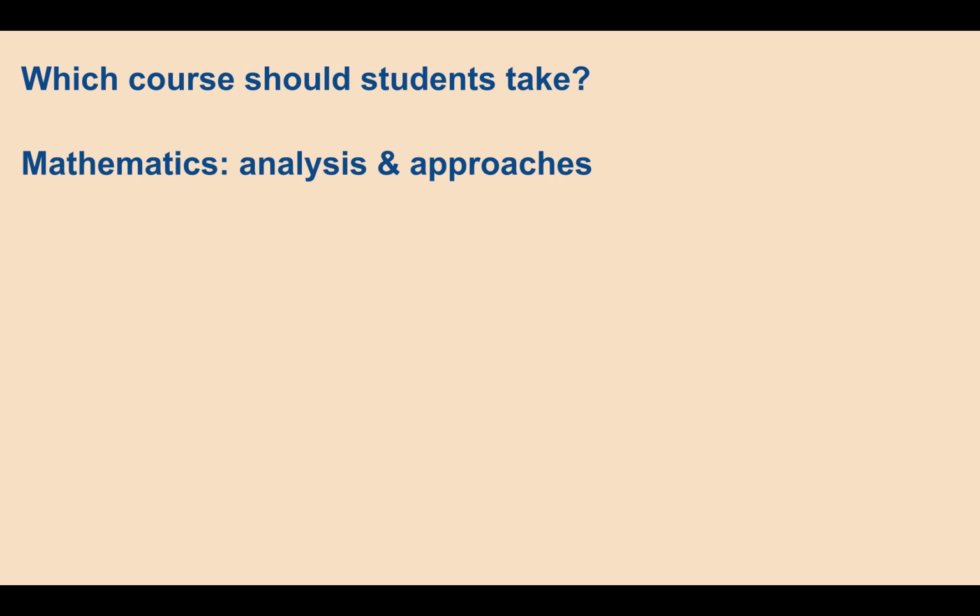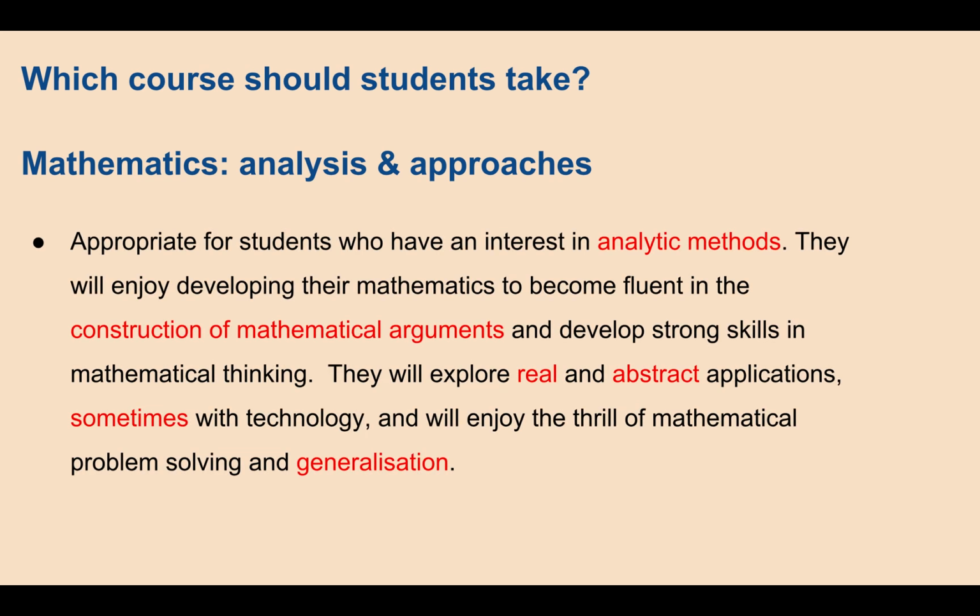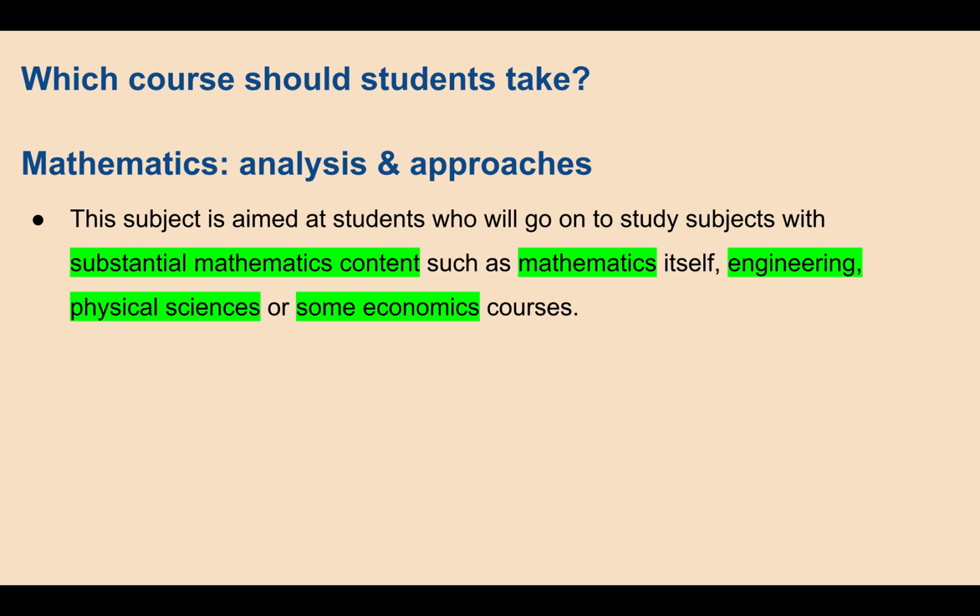So the analysis and approaches, when you read that, you just pull out in red all the key wording: analytic methods, mathematical arguments, real and abstract, generalization. Again, that's a description direct from the IB. A little bit more clarification. Analysis and approaches is probably more appropriate for students who are literally going to take substantial maths content in a degree course further on from school in 3 or 4 years' time.